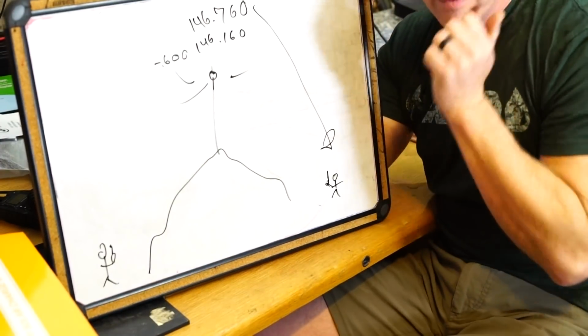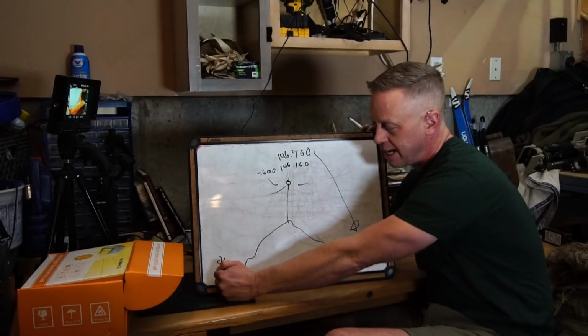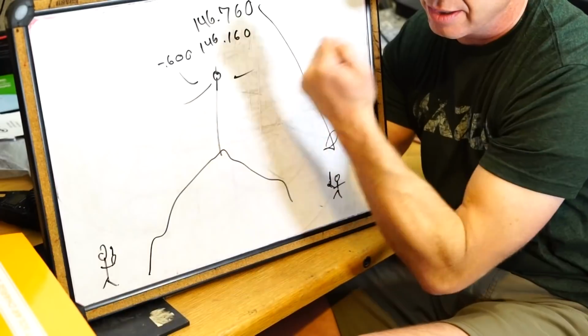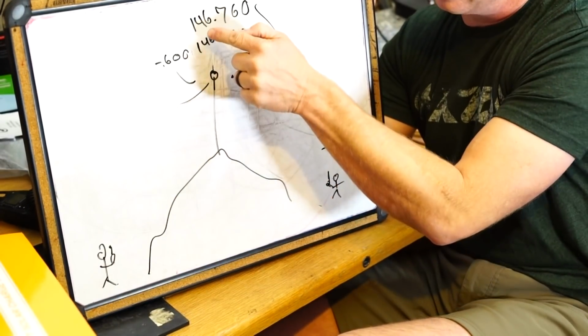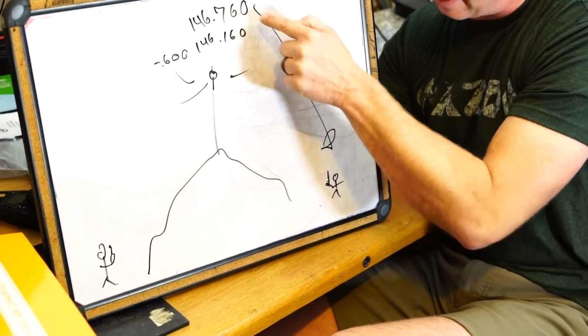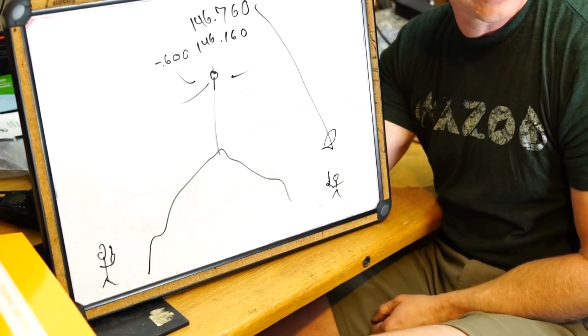He just listens on 146.760. This guy keys up, he's on 146.160. He's like, hey, yo, what's going on? And this repeater hears it, immediately regurgitates it out on 146.760, and everyone else listens to it.